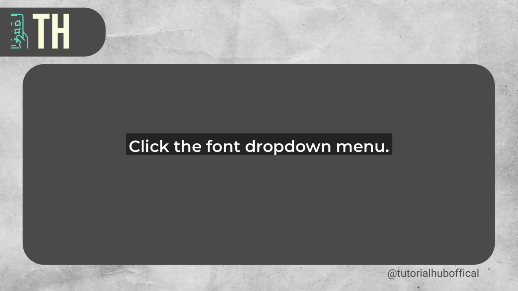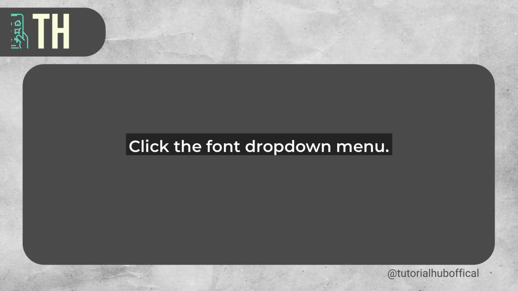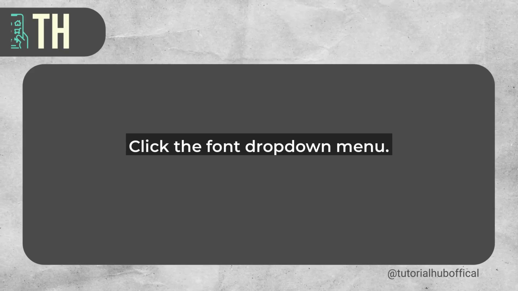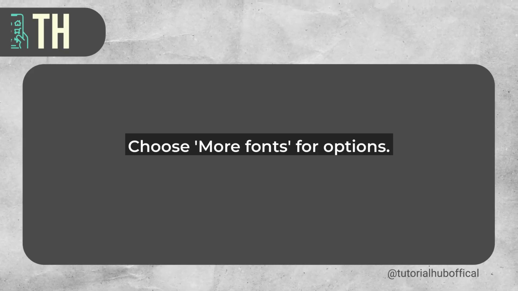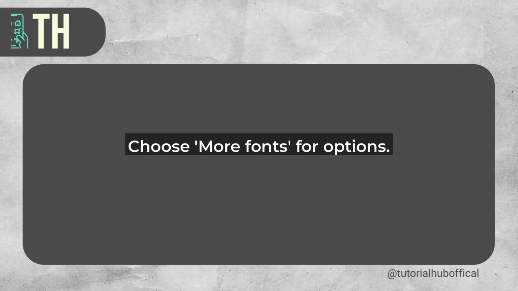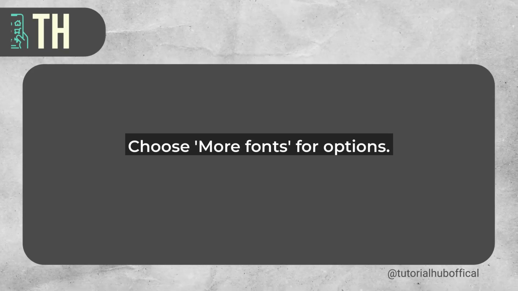Now, look at the top toolbar for the font drop-down menu. It's usually right next to the bold and italic options. Click on it, and you'll see a list of default fonts. But if you want more variety, scroll down and select More Fonts at the bottom of the menu.